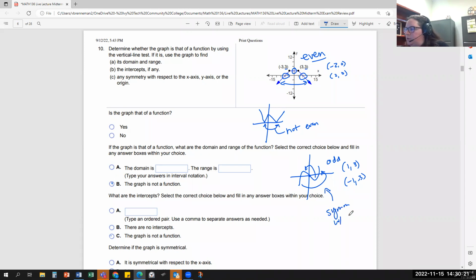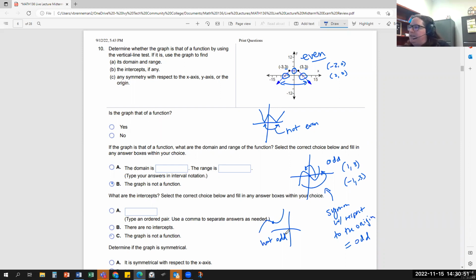With the origin, this is symmetric with respect to the origin, which is the same thing as an odd function. So it does have to have the center of rotation about the origin. If I have a graph that has that same thing, but the center of rotation is somewhere other than the origin, then that would not be odd. So we only care about symmetry when it's relative to the origin or to the x or y axis.